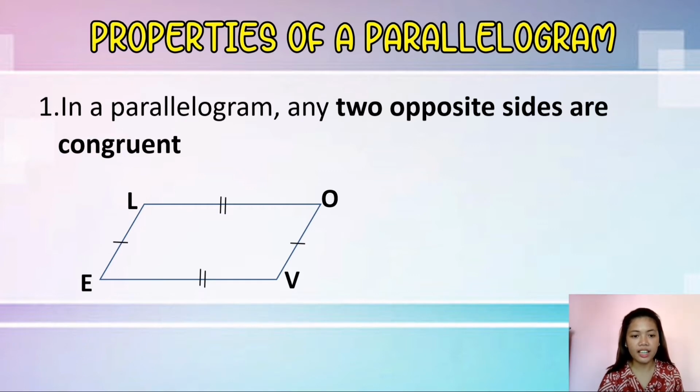Here, since LE is shorter than LO, LE has only one tick mark as compared to LO. So, LO is opposite to VE. LO is congruent to VE. What are the other opposite sides? Another pair, we have LE and OV. Therefore, side LE is congruent to side OV.